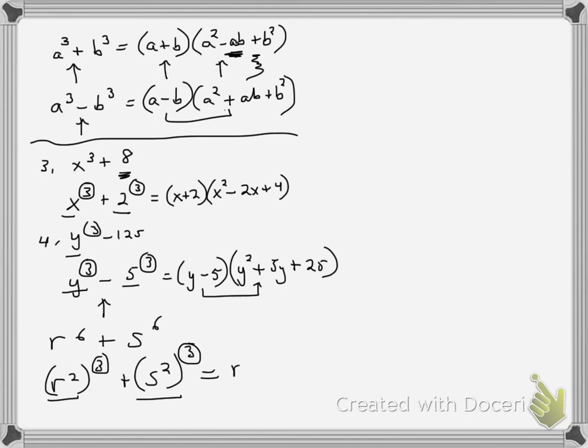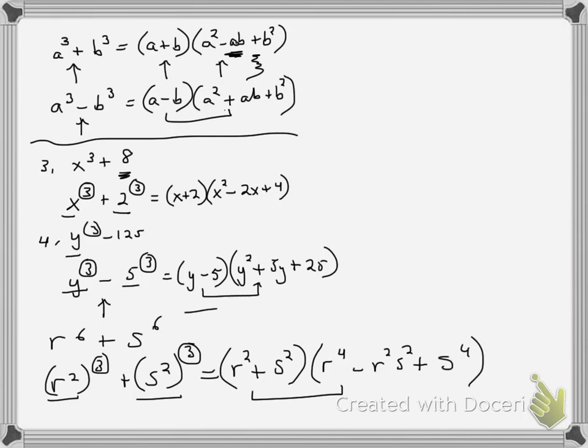Take the first term, same sign, second term. See how this is working? Square the first term, so we're squaring what? The r squared, so that would be r to the 4th. Opposite sign. Multiply the two terms together. Always a plus. Square the second term. s squared squared is going to be s to the 4th. So now we're taking something to the 6th, but we're rewriting it as a cubed.